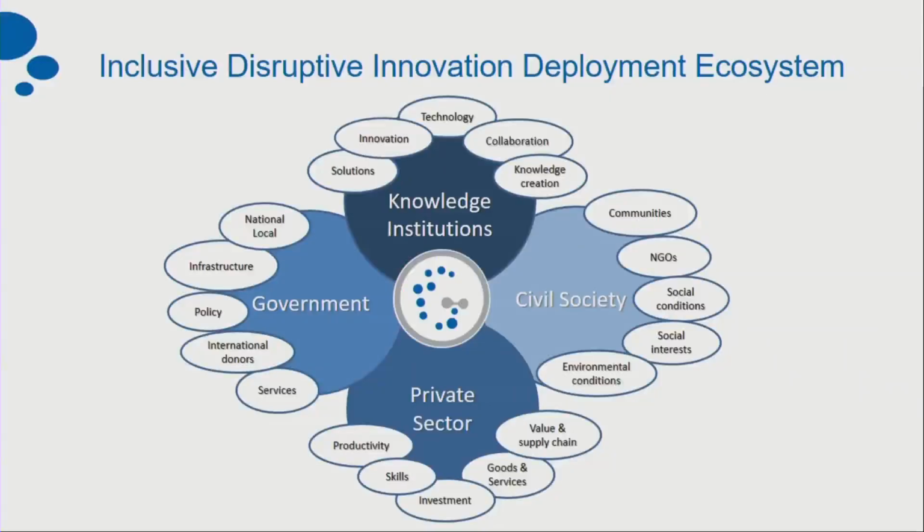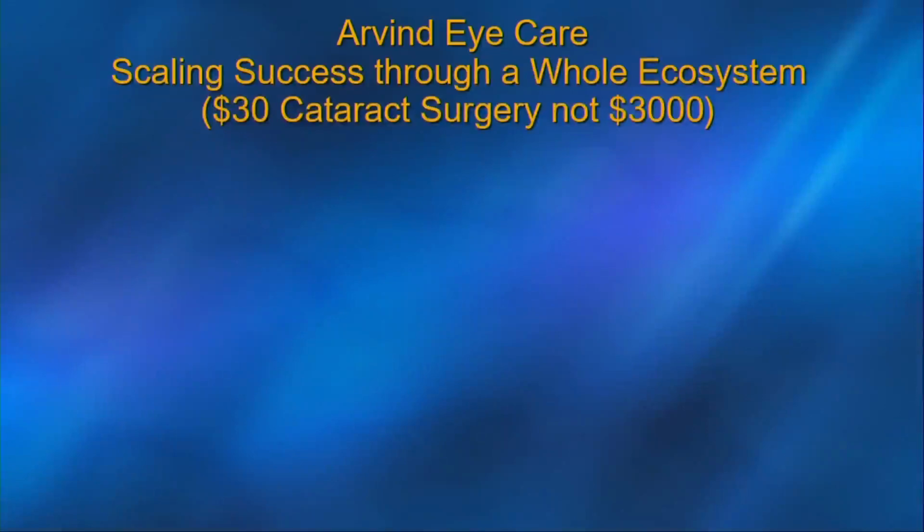So coming back again to the inclusive disruptive innovation pyramid ecosystem, we talked about the role of science, technology, innovation ecosystem, the government, the private sector, but NGOs also have a role to play. Civil society has a role to play. Let me just give you an example. Arvind Eye Care. You know, not $3,000 cataract surgery, but $30 cataract surgery. So you would say, oh my God, 100 times less? That means it must be 100 times worse.